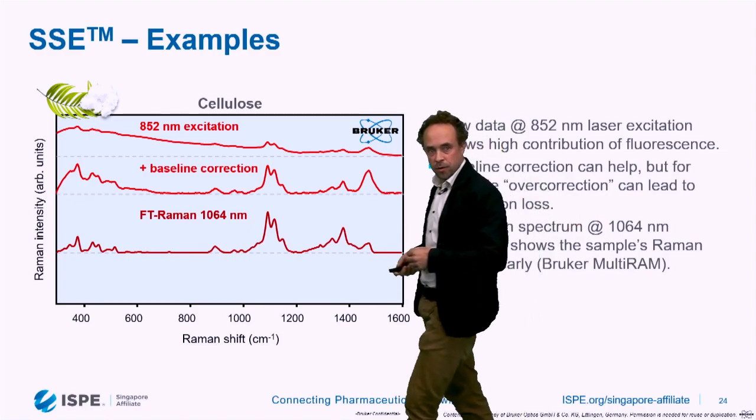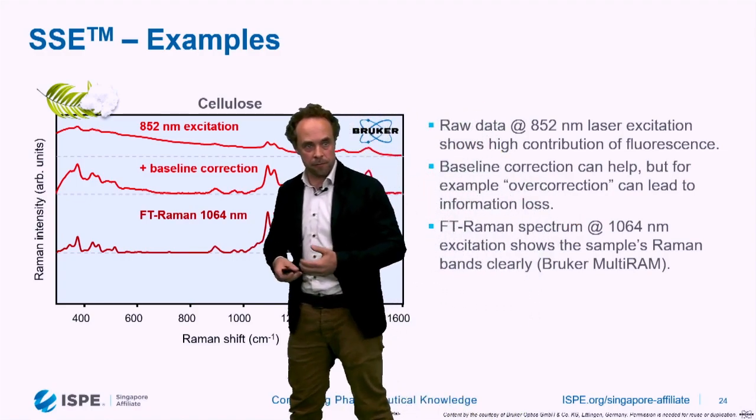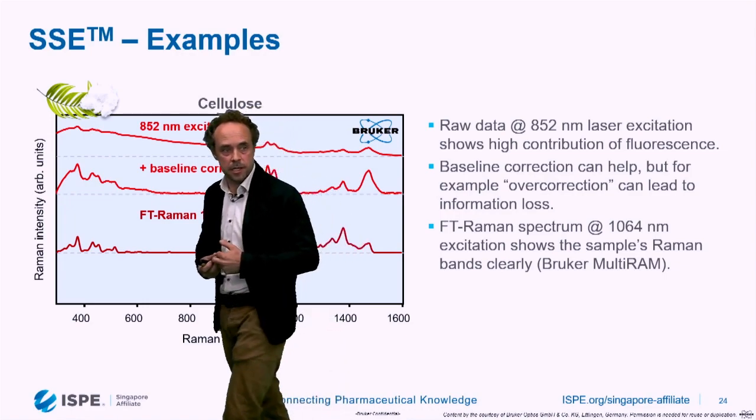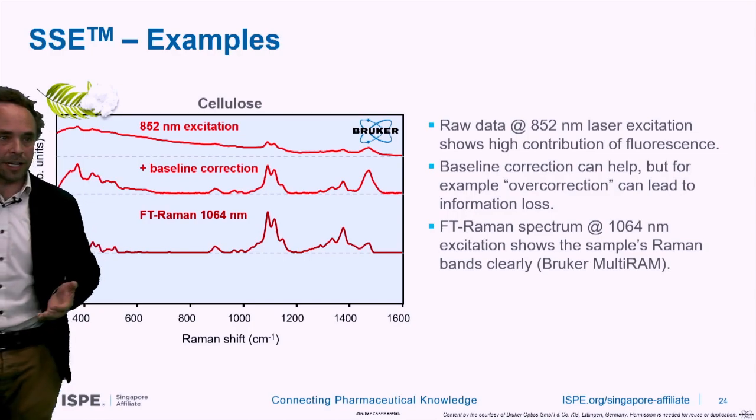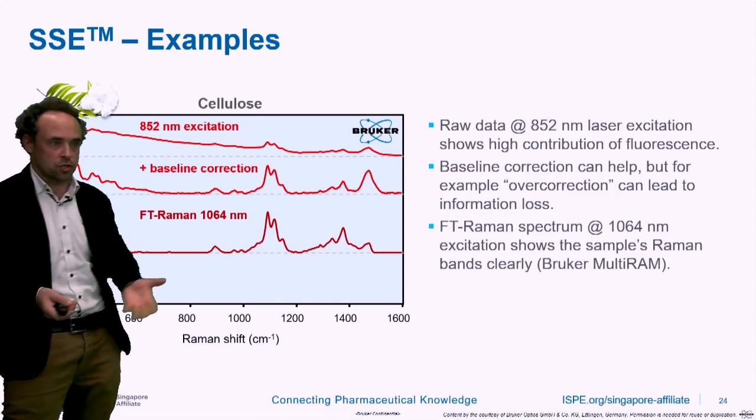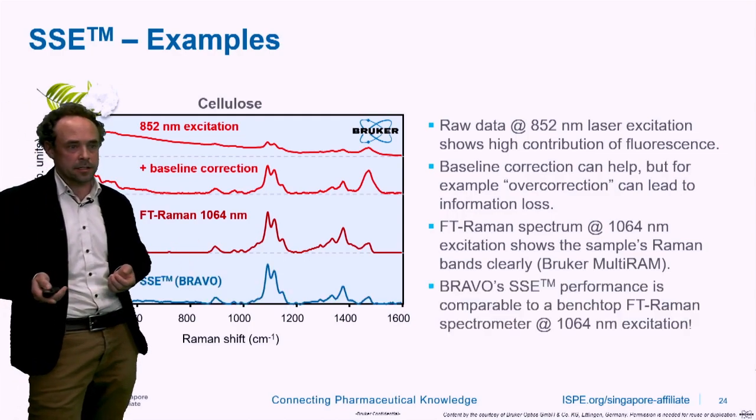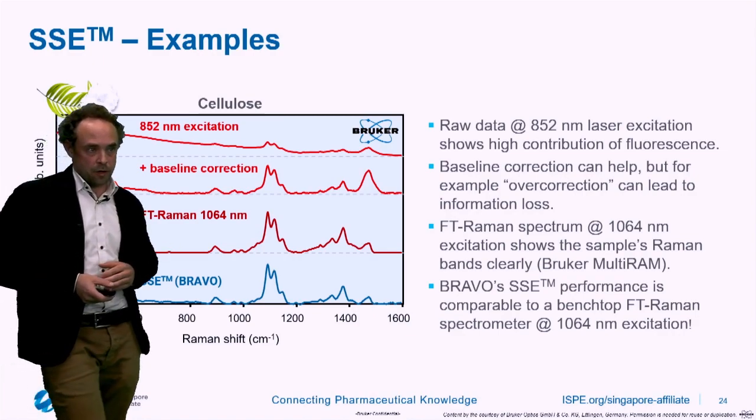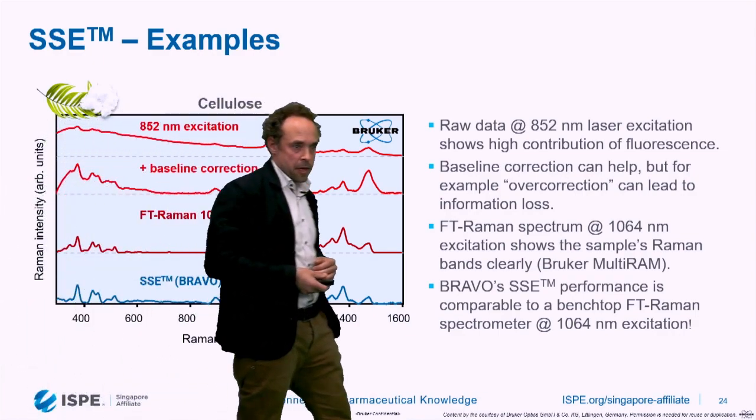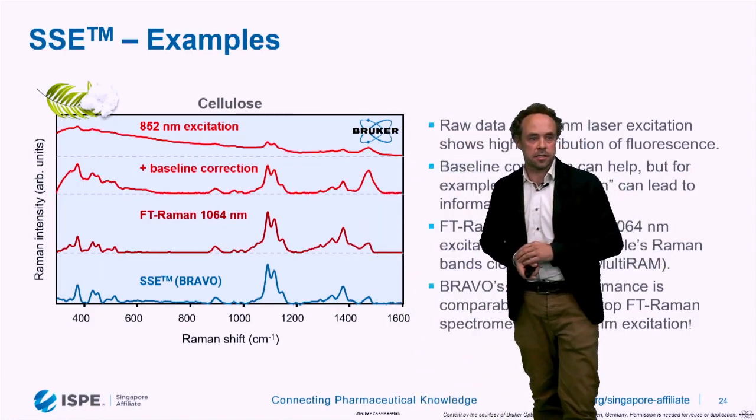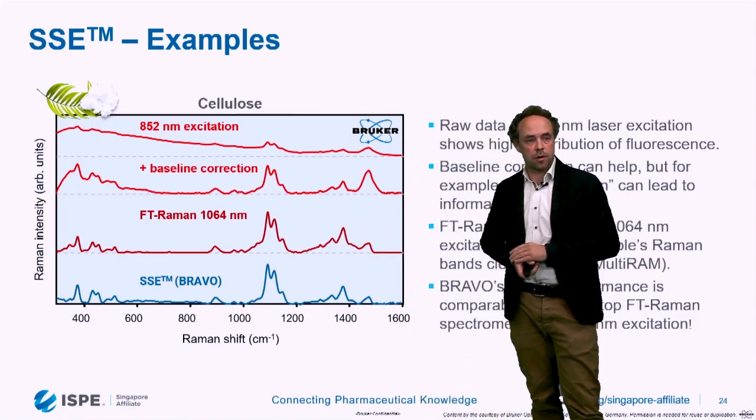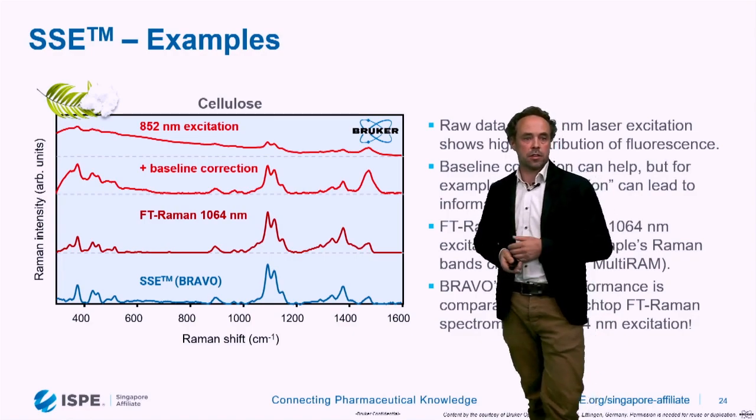Going, for example, to FT Raman spectroscopy, which avoids the fluorescence emission because we're measuring at 1064 nanometer, here we get a really clear spectrum without any contribution of fluorescence signals. And if we compare a spectrum measured with the handheld Raman spectrometer Bravo with SSE, this fully matches the signature measured with the FT Raman spectrometer, which avoids all this fluorescence.